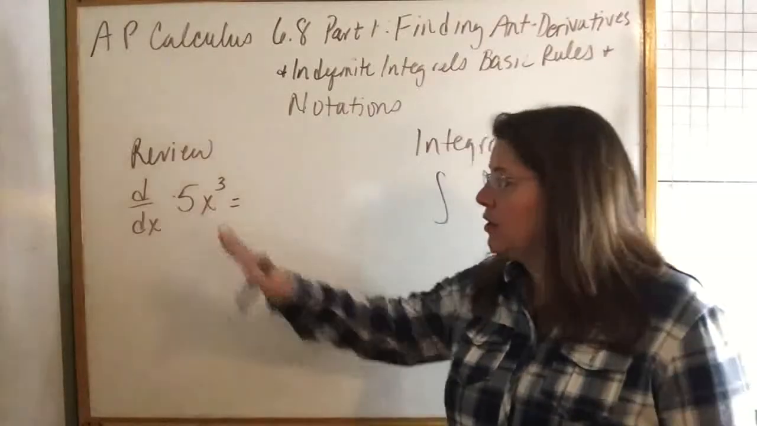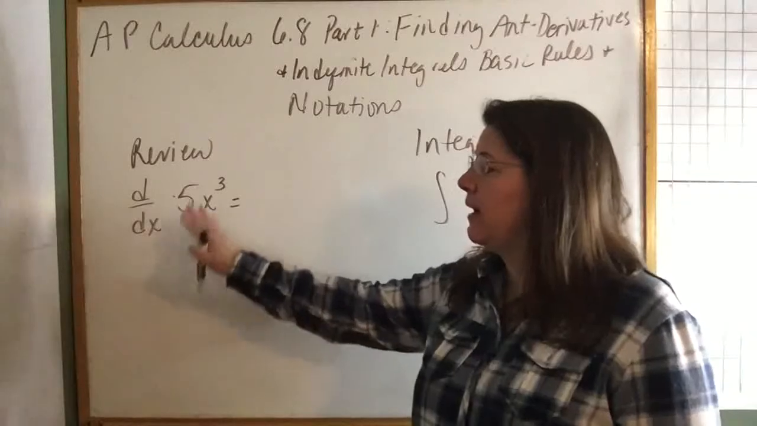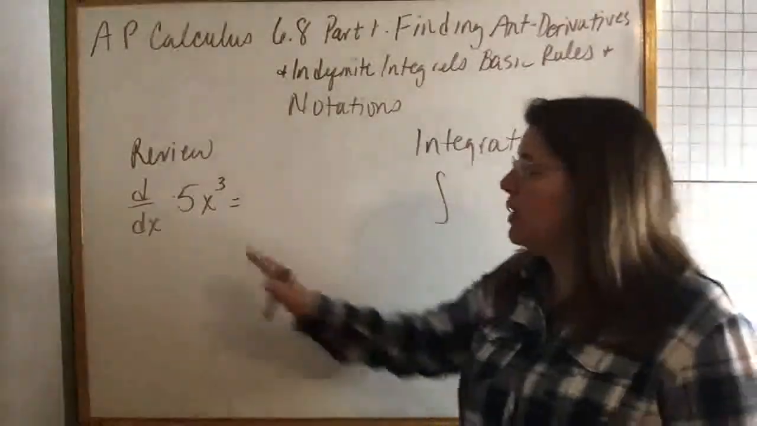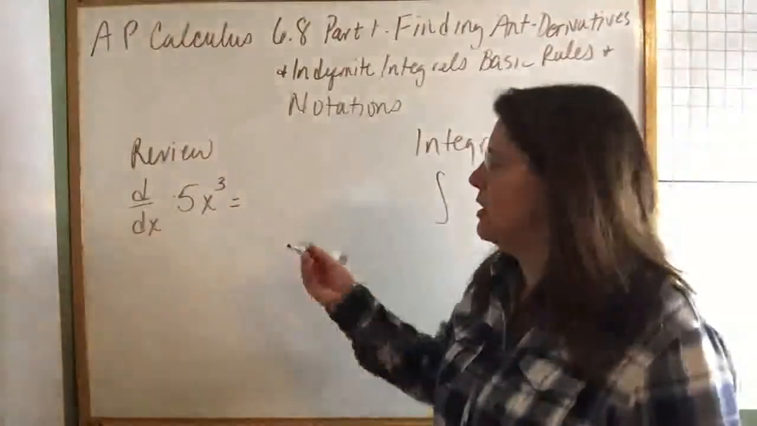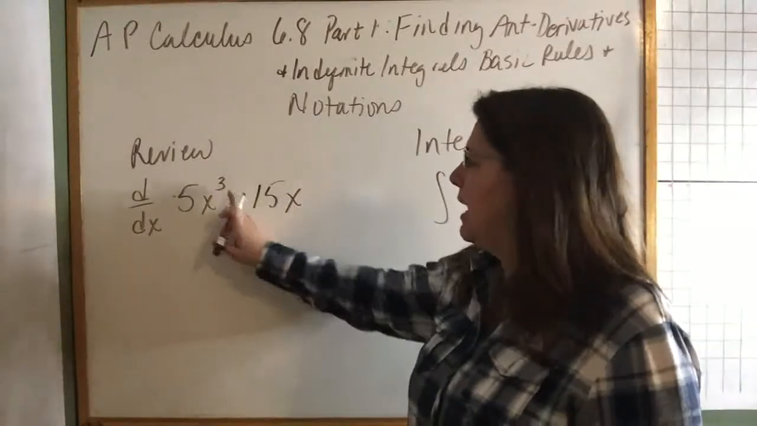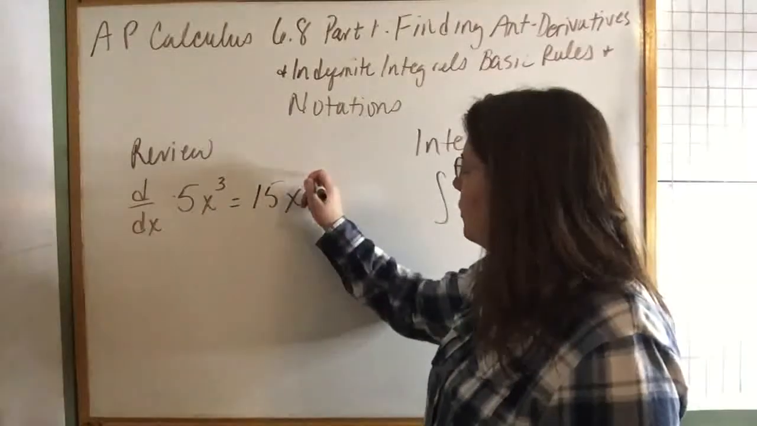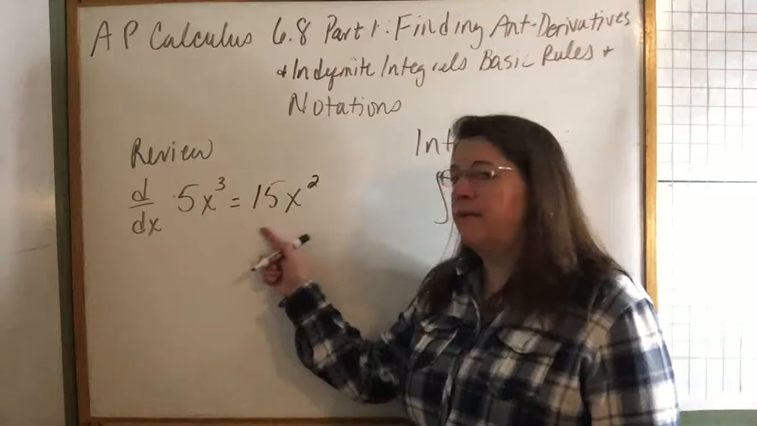We're going to take this function. Remember, the d over dx means find the derivative of 5x cubed. And we learned before that if we want to take the derivative of that, we're going to take the exponent times the coefficient, which is 15, keep the x, and decrease that exponent by 1. So 3 minus 1 is 2. So this is the derivative of that function.